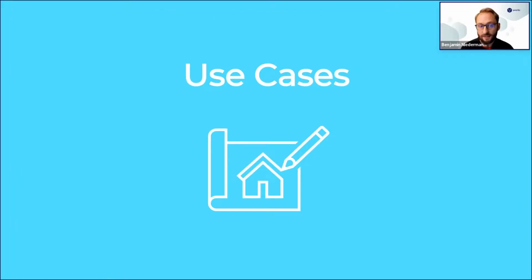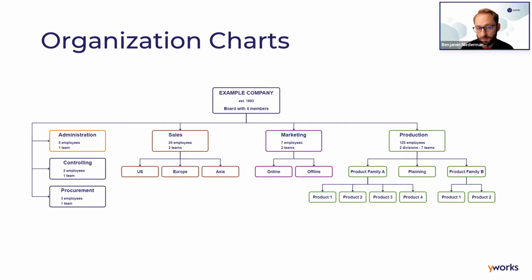So let's start with the use cases. I would like to start with a very simple example of a company whose structure we would like to visualize. This company consists of different departments, for example the sales department, marketing department, and so on. And of course, these departments have some teams and employees, and these are again split into further sub-departments or sub-teams.